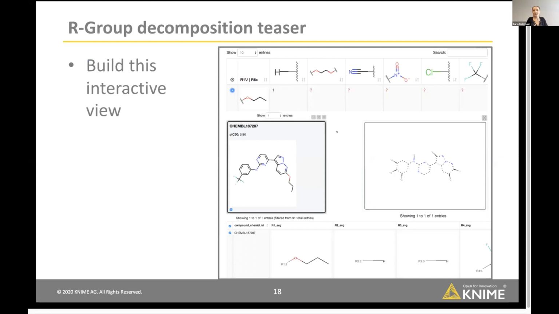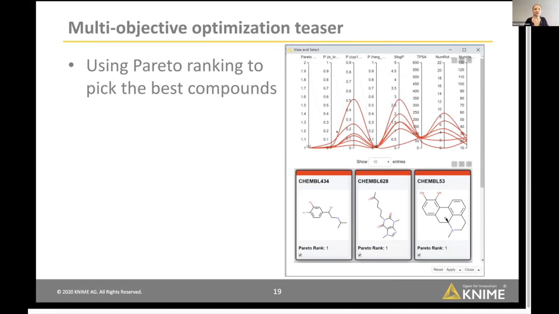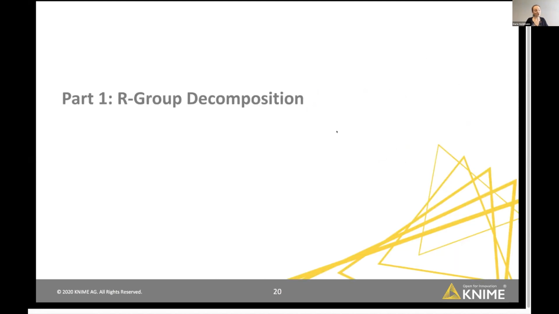Okay, we are ready to actually do some chemistry, and here is a teaser of the first problem we'll be looking into today. It's the R group decomposition. During this exercise we would like to explore a data set, perform R group decomposition for it, and build this interactive view. The second one, which Greg will introduce to us, is multi-objective optimization using Pareto ranking to pick the best compounds. There will be another visualization using the wonderful parallel coordinates plot, which Greg will probably go into in detail.